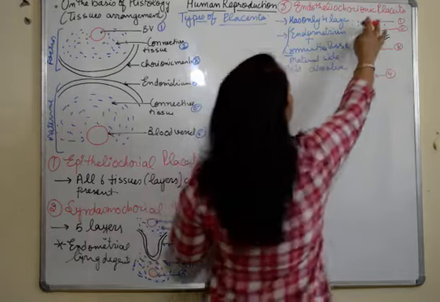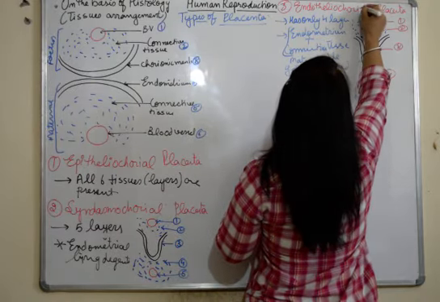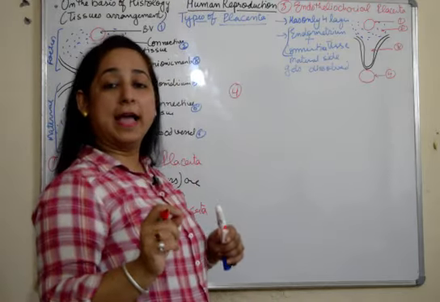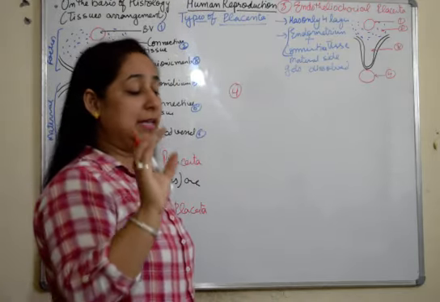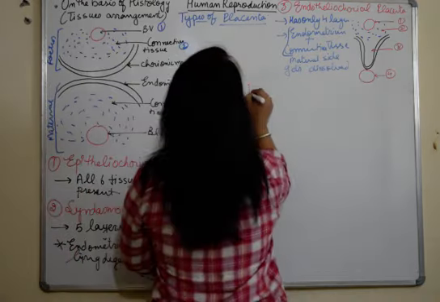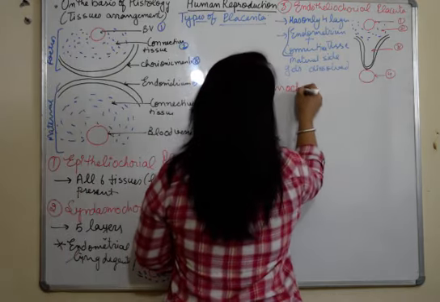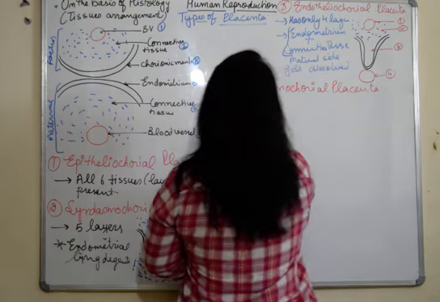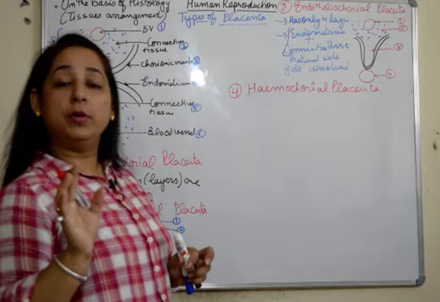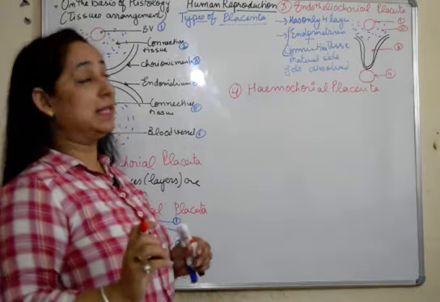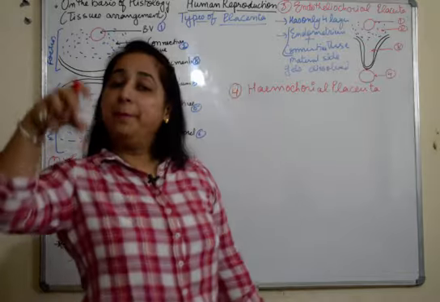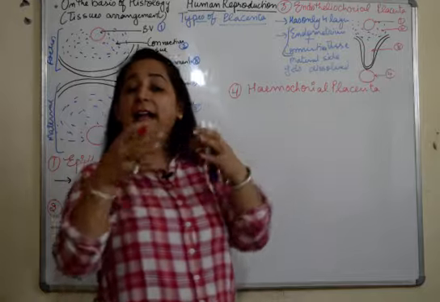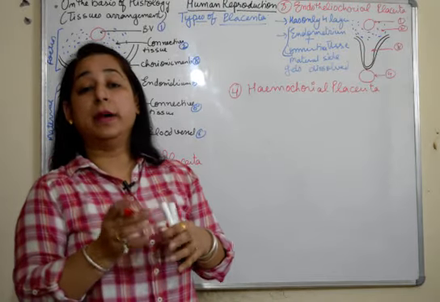chorial placenta, and herein also last type of placenta is found in human beings, and that is the hemochorial placenta. Fine. So the hemochorial placenta is found in the humans, and in hemochorial placenta, this villi will embed in the blood, in the mother's blood, or this blood vessel will also rupture, and this chorionic villi will be now found in the mother's blood.